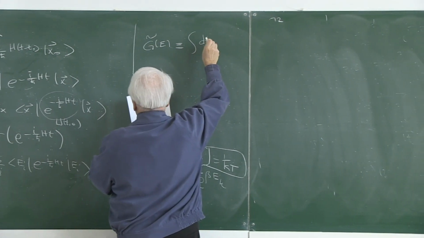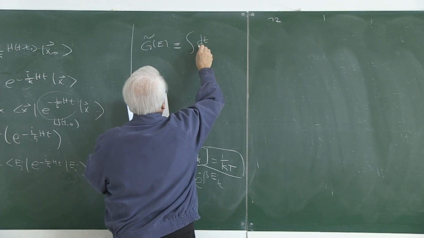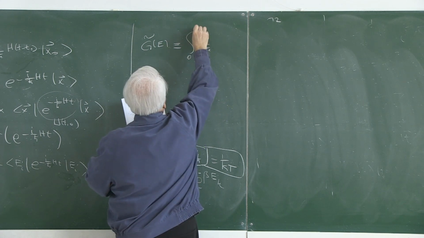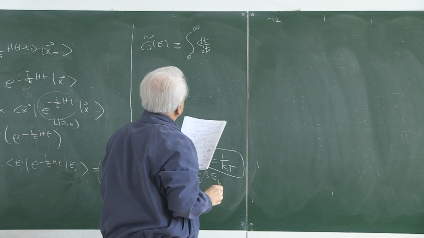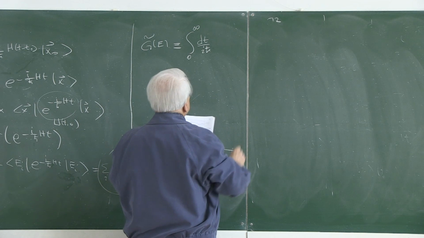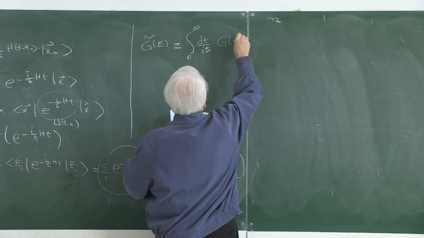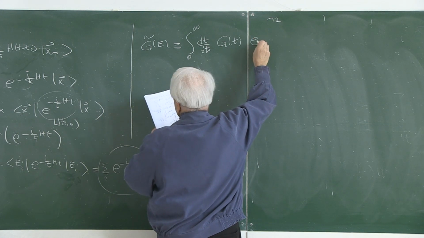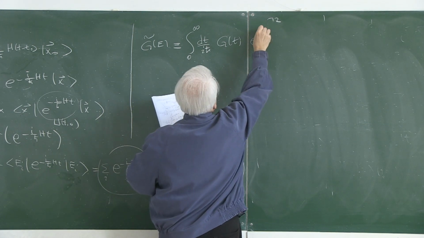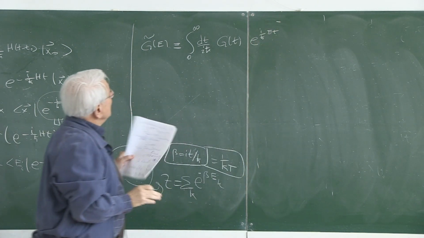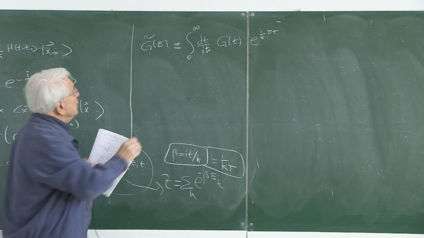dt divided by i h bar. This is for dimensional reasons, and the integral is from 0 to infinity, not minus to plus, but 0 to infinity. G(t), where G is the trace of the K, remember, e to the i over h bar Et. It didn't do anything. It is a Laplace transform, by definition.